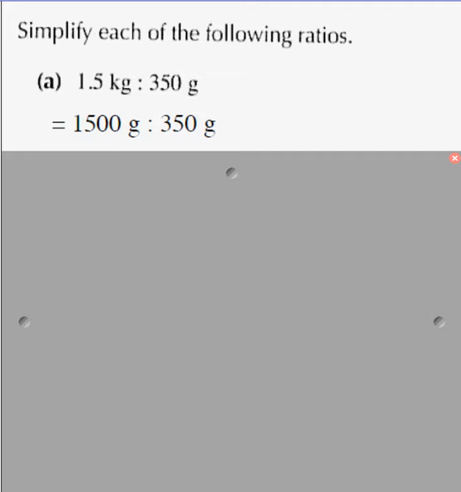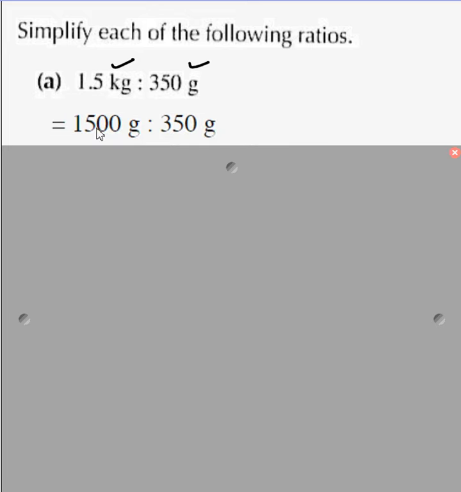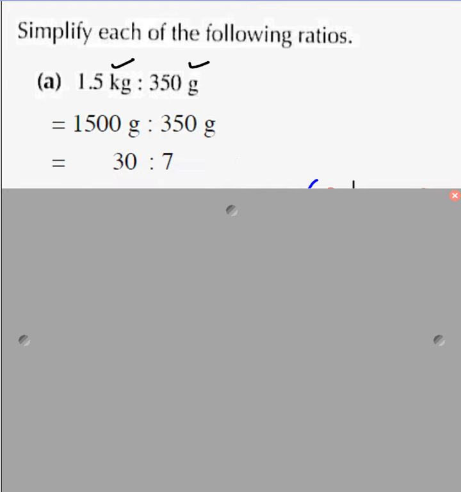Simple ratios but given in a different form. You see, units are different here. When units are different and somebody asks to simplify the ratios, you have to bring them into the same unit first of all. So to convert kg into grams, I'll multiply this by 1000. So it will be 1500. After that, you can easily simplify 1500 and 350. It will be equal to 30:7. And you don't need to write the unit here. When it is in simplified form, you don't need to write the unit.